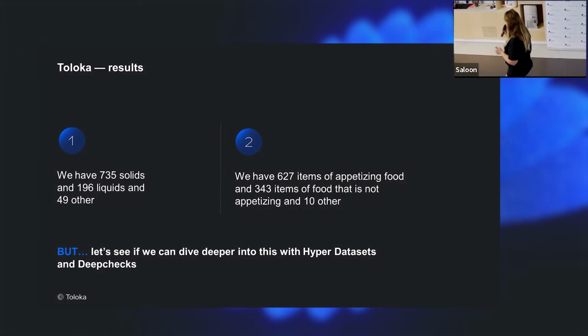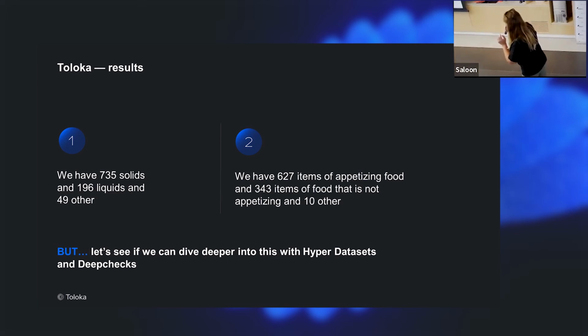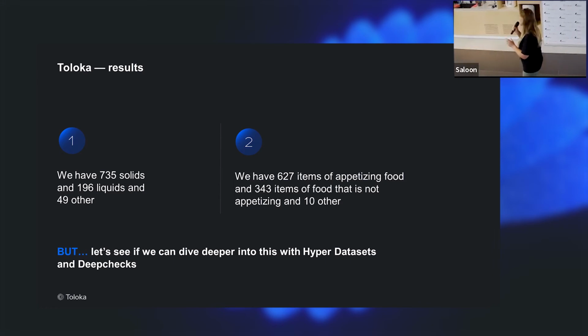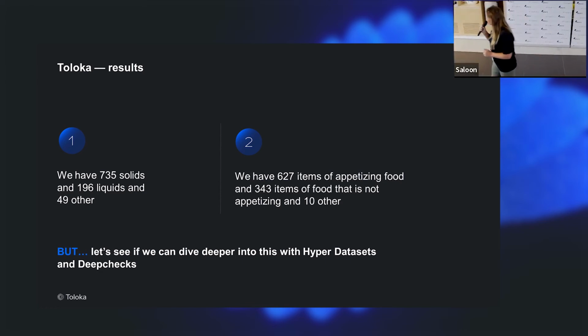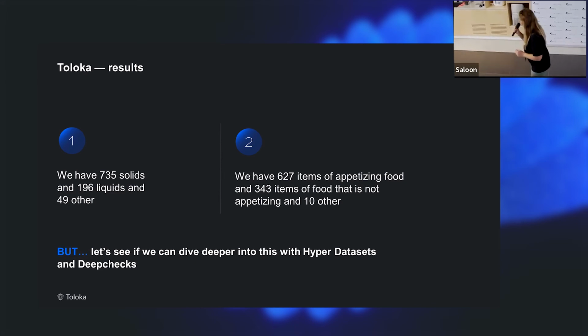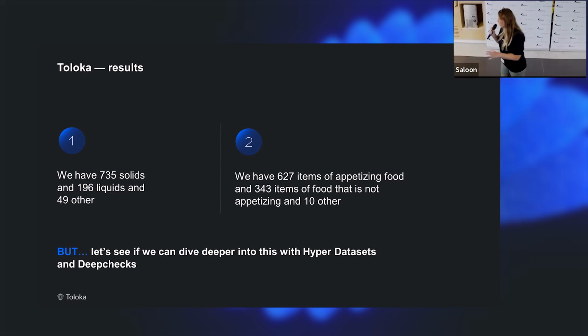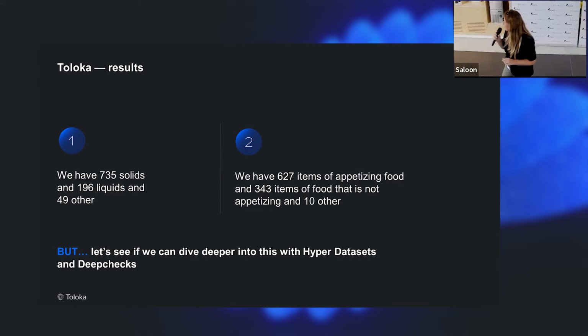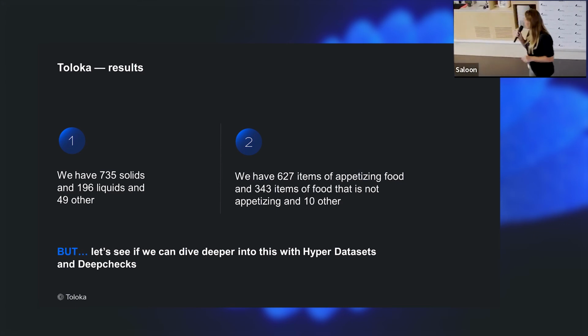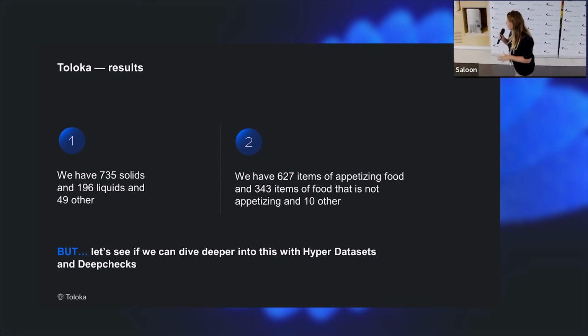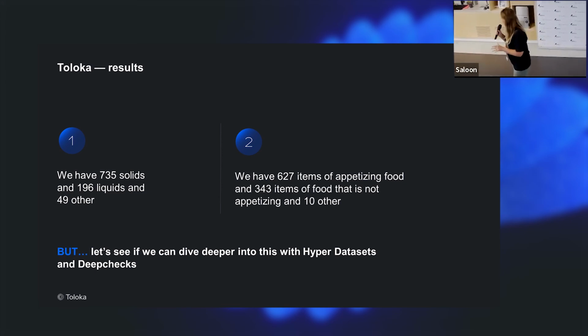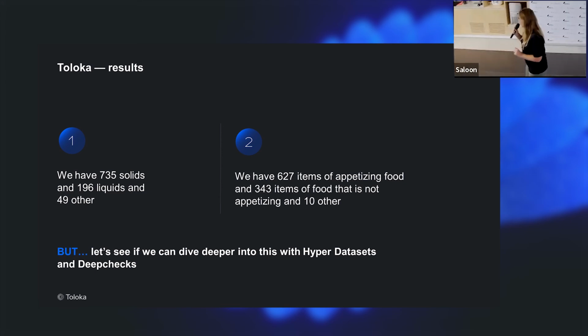As a result of this, we gathered around 735 solid foods, around 200 liquids, and around 50 items that were labeled as other. We also had the majority of food classified as appetizing, and around 350 items as not appetizing, also 10 other. But this is just an overview, because the guys later on will dive deeper into the details of this annotation with Hyper Dataset and Deepchecks.